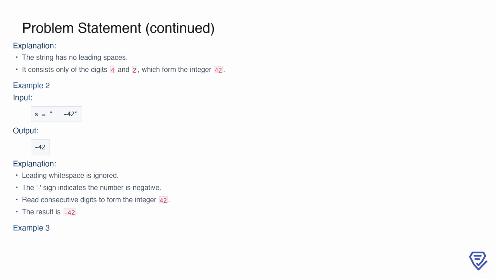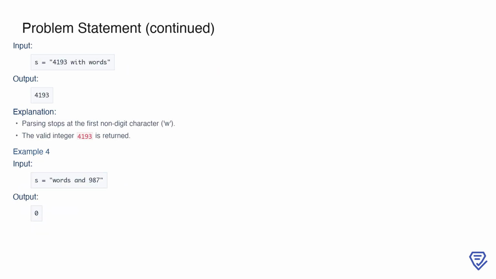In another example, the input string is "4193 with words". The function processes the numerical part of the input, which is 4193, and stops when it encounters the first non-digit character, which in this case is the letter w. The valid integer 4193 is returned, as the function halts further processing at that point.